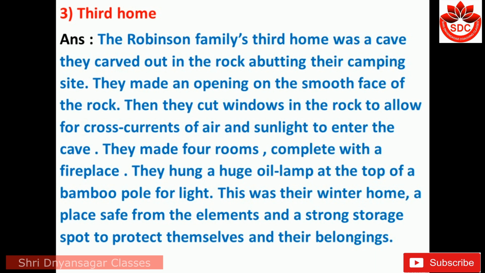Third home. Answer. The Robinson family's third home was a cave. They carved out the rock abutting their camping site. They made an opening on the smooth face of the rock. Then they cut windows in the rock to allow for cross currents of air and sunlight to enter the cave. They made 4 rooms, complete with fireplace. They hung a huge oil lamp at the top of the bamboo pole for light.